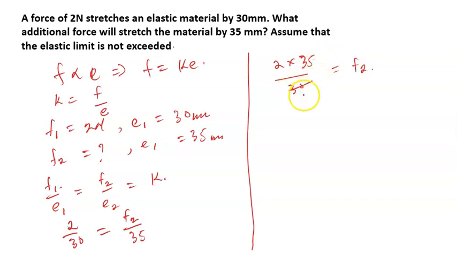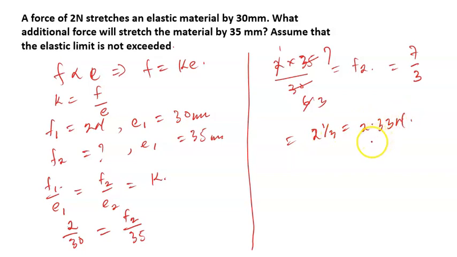So from here, 5 in 30 is 6, and 5 in 35 is 7. 2 here is 3, and 2 here is 1. So my F2 is the same thing as 7 over 3, which is equal to 2 whole number 1 over 3. That's the same thing as 2.33 newtons.